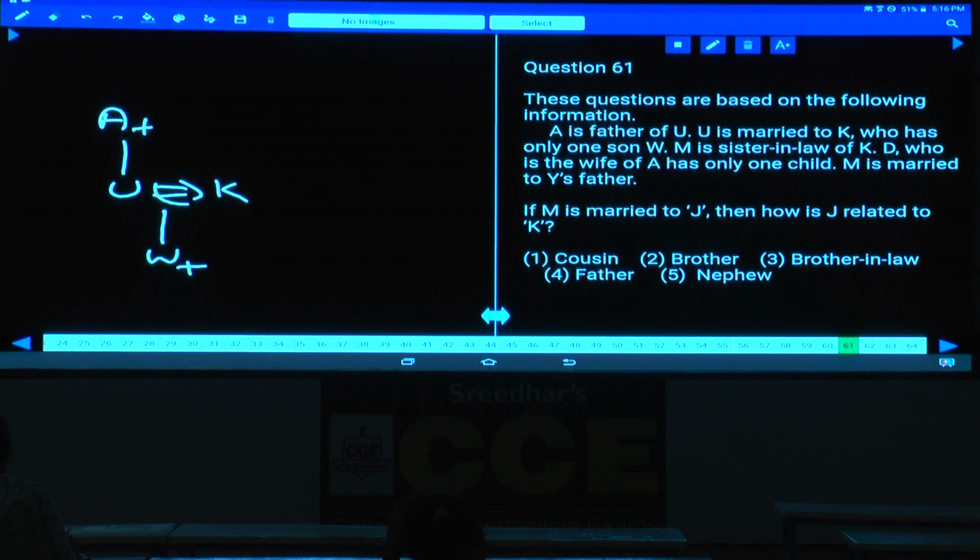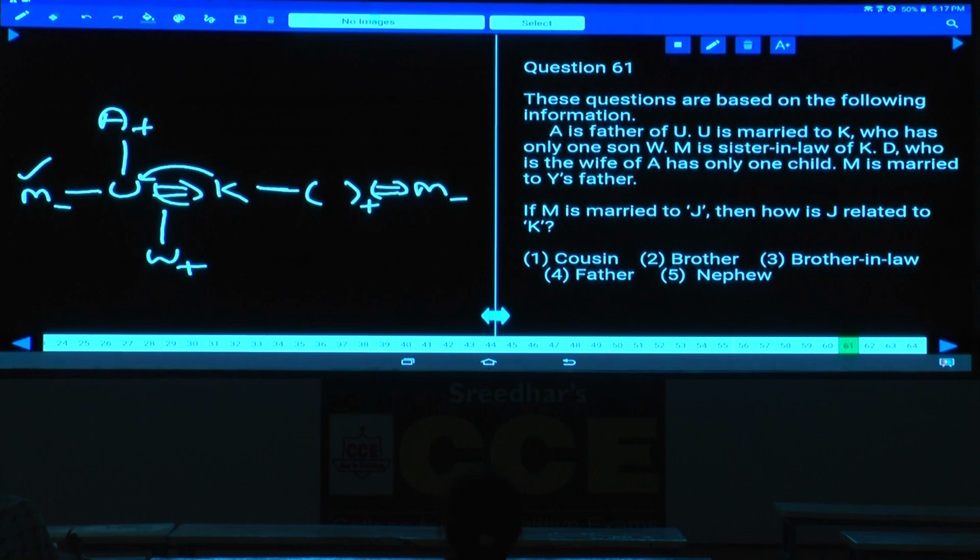M is the sister-in-law of K, which means there are 2 possibilities. What are those 2 possibilities? K's spouse is U, and U's sister can be M, that is one possibility. The other possibility is that K has a brother, and the brother's wife is M. This is the second possibility. Sister-in-law means spouse's sister. K's spouse is U, and U's sister is M. In the other case, K's brother's wife is also a sister-in-law. Brother's wife or spouse's sister is a sister-in-law.